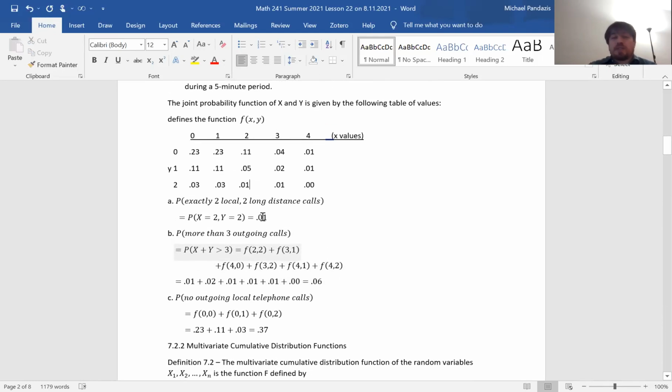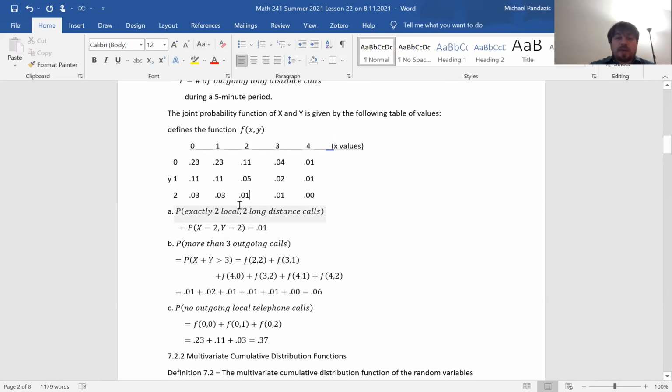And so the table just tells you the values. So f of 2 comma 2 is 0.01 right there. F of 3 comma 1 is 0.02. F of 4 comma 0 is 0.01, which I just wrote here. There's 6 numbers here. So that's F of 4 comma 0. F of 3 comma 2 is 0.01. F of 4 comma 1 is 0.01. And F of 4 comma 2 is 0 again.